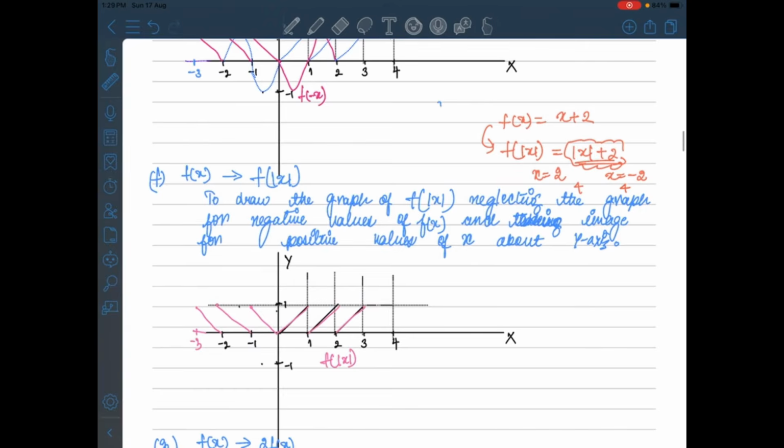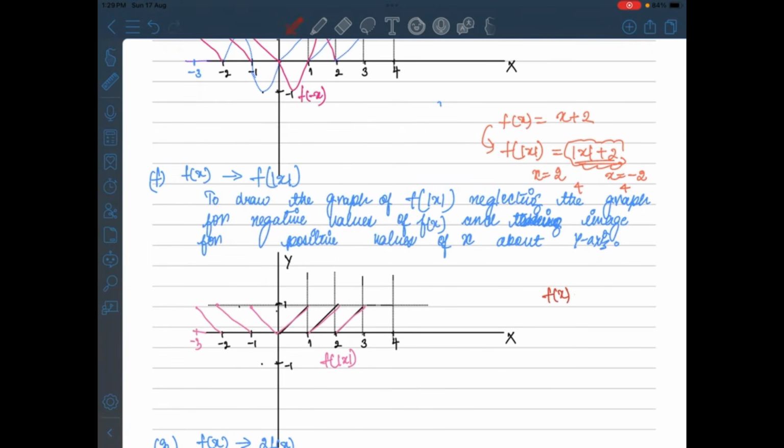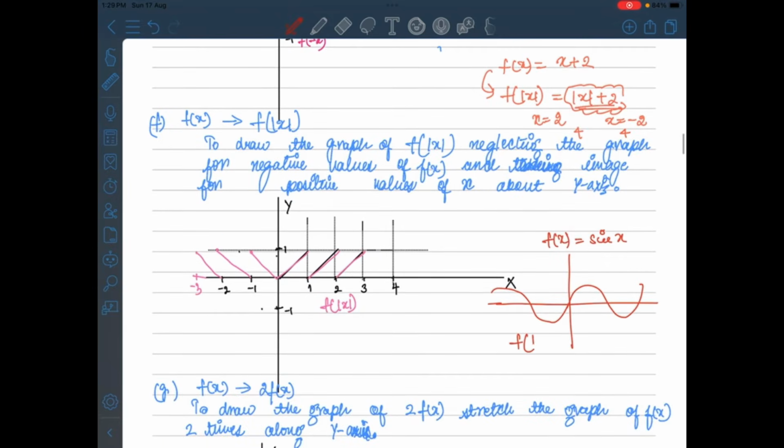Okay, let me take another example, a pretty common one. Let us say f of x is sin x. Let's quickly draw the graph of this. This is the graph. So what will be the graph of f of mod x? It will be sin mod x.